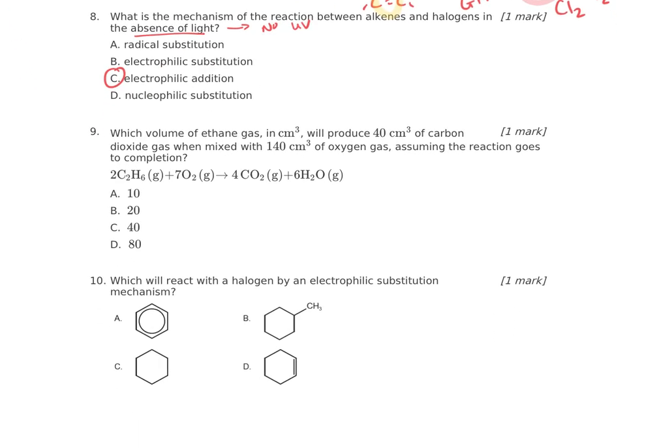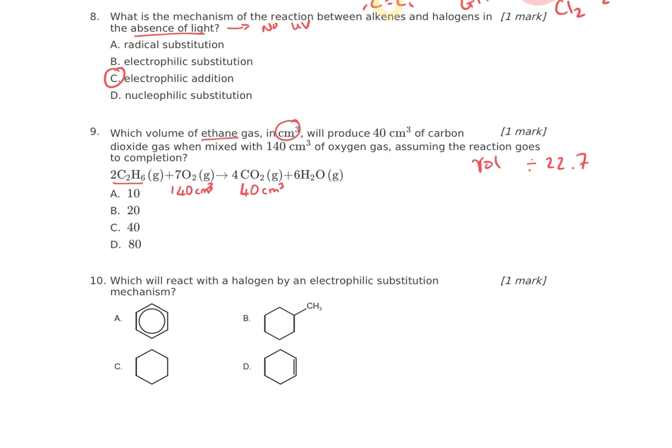Number 9. Which volume of ethane gas, so there's your ethane, in centimetres cubed, so be careful on that one, will produce 40 centimetres cubed of carbon dioxide when mixed with 140, so we've got 40 centimetres cubed of this, and we've got 140 centimetres cubed of this. Now remember, the way we find out moles of gases is we're always timesing them by 22.7. So the volume divided by, moles times 22.7. So we're always dividing it by the same thing. So actually our volumes will give us the exact ratio as well.